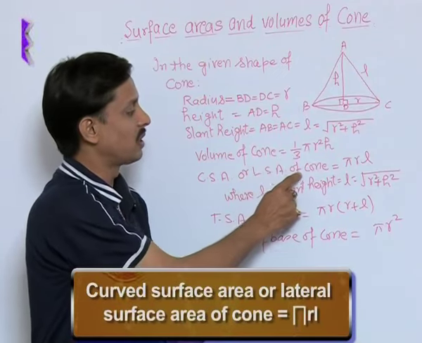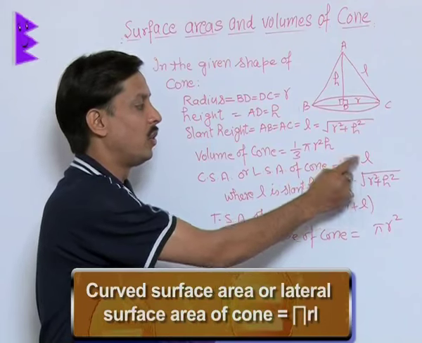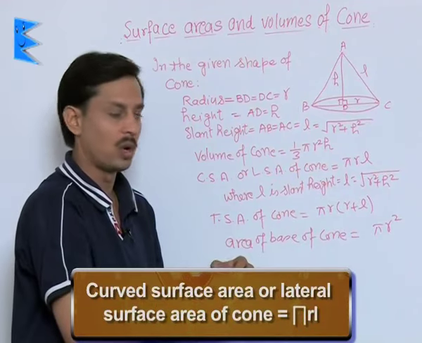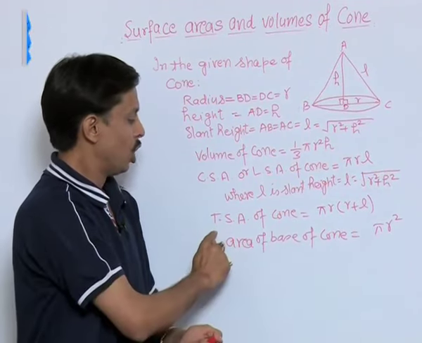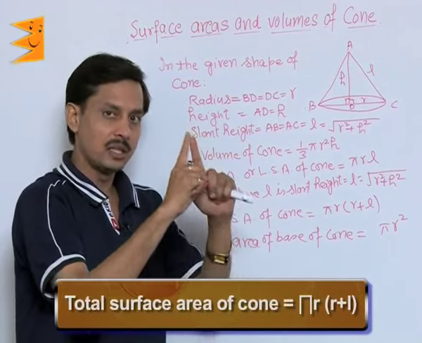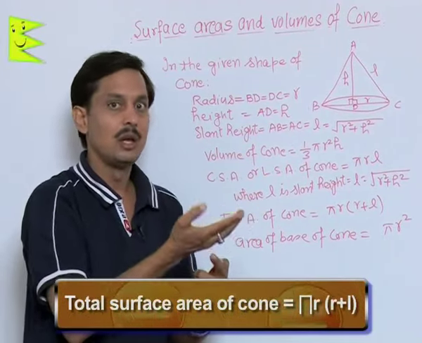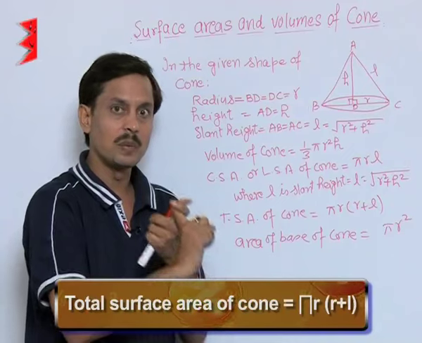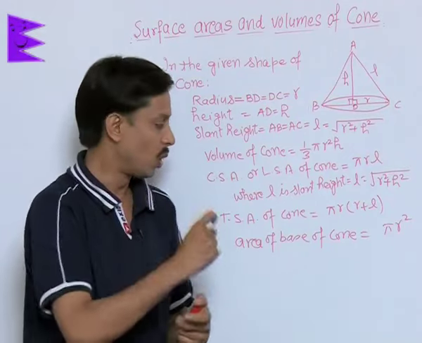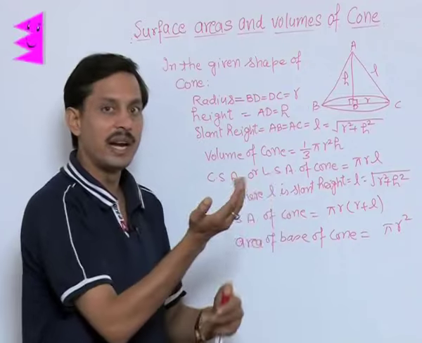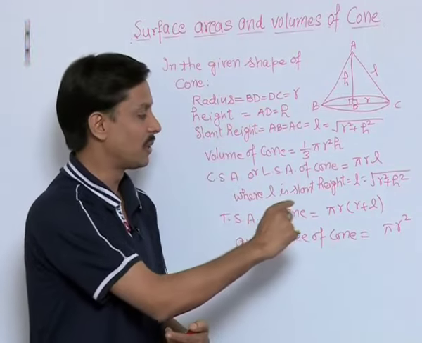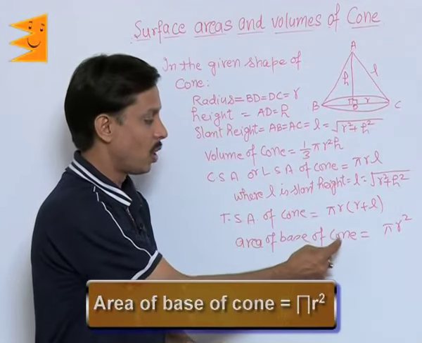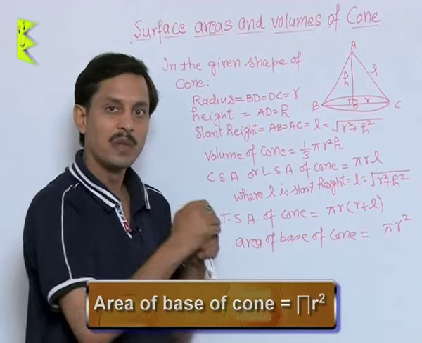Curved surface area or lateral surface area of the cone is given by pi r l, where l is the slant height calculated by the formula root of r square plus h square. Total surface area of a cone is CSA plus area of base. You know the base of a cone is a circle and the radius of the circle is the radius of the cone. So TSA of the cone, by adding area of base and curved surface, comes to pi r into r plus l. The area of the base, that is the area of a circle, is given by pi r square.